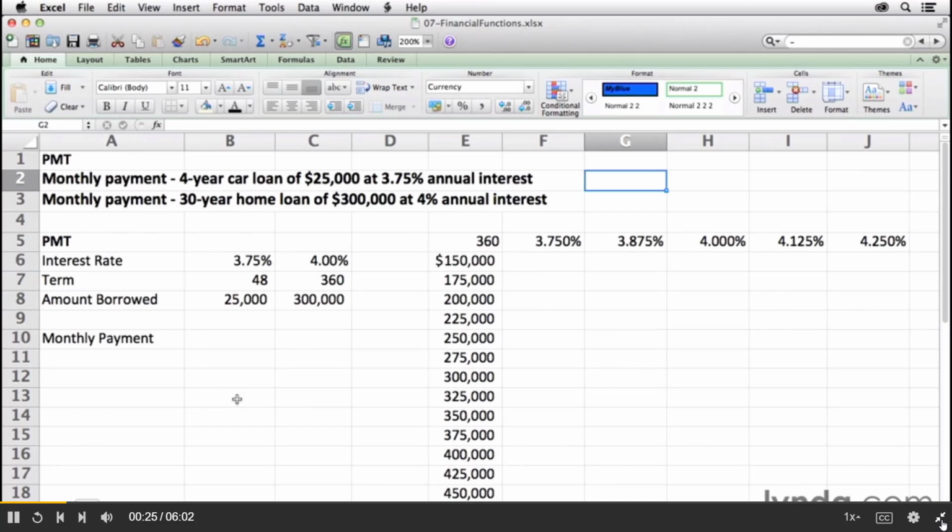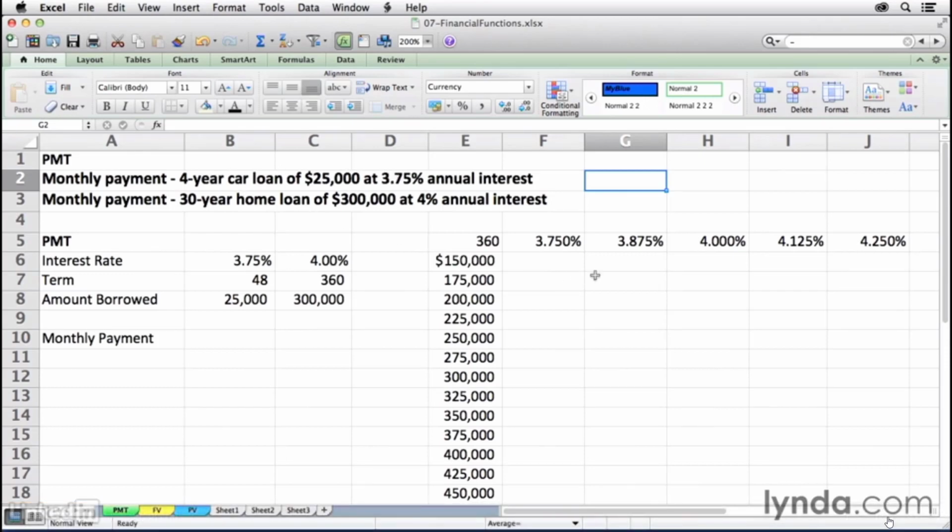In cell G2, I want to use the PMT function to see how much it's going to cost me every month as I pay back this loan of $25,000 at a 3.75% annual interest over a 4-year period, 48 months. Equal PMT, left parenthesis, the rate 3.75%. You could type it a couple different ways, 3.75% being the most obvious.